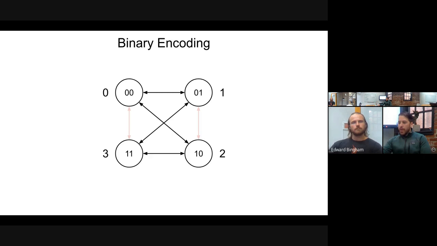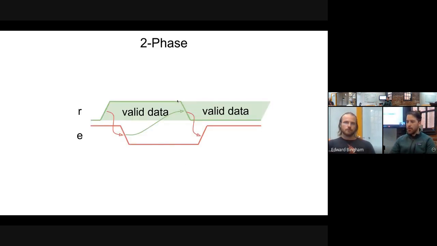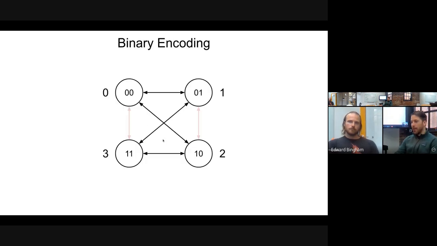We need to be able to get from one state in the encoding to another, but we can't pass through any valid state. We only have one opportunity to switch the state, and during that opportunity, we can't pass through any other valid state of the encoding. So we have two options. We can go from 0 to 1, we can go from 0 to 2, but we can't go from 0 to 3 because we're flipping two wires. If we try to go from 0 to 3, we'll end up going through some other valid state.